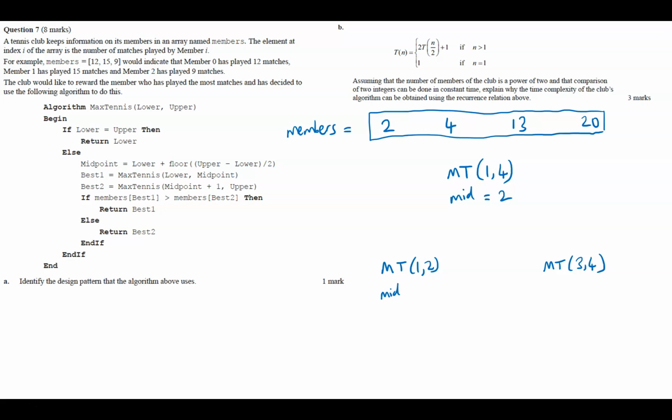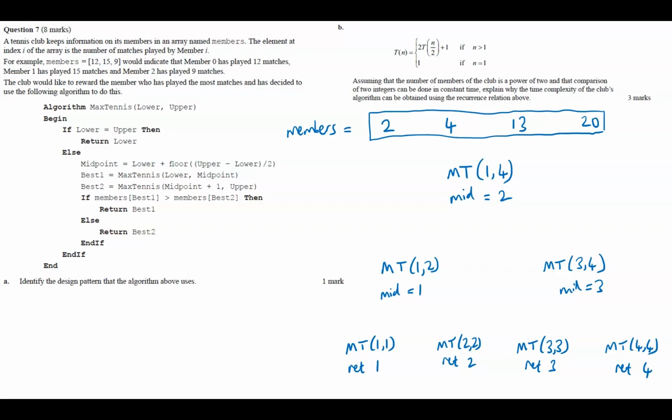For this first recursive call, we get a midpoint of 1, which means we're going to call MT of 1 to 1 and MT of 2 to 2. Very similar thing over here, midpoint equals 3, so we get 3 to 3 and 4 to 4. Now for each of these, because the boundaries are the same, we are going to return 1. This one we return 2. This one we return 3. This one we return 4.